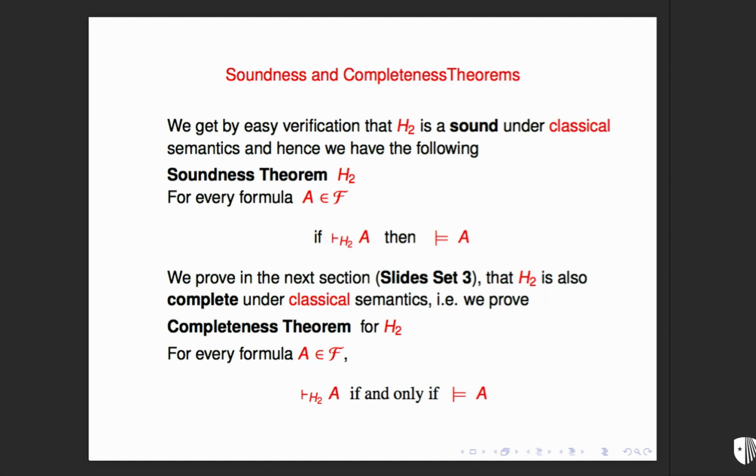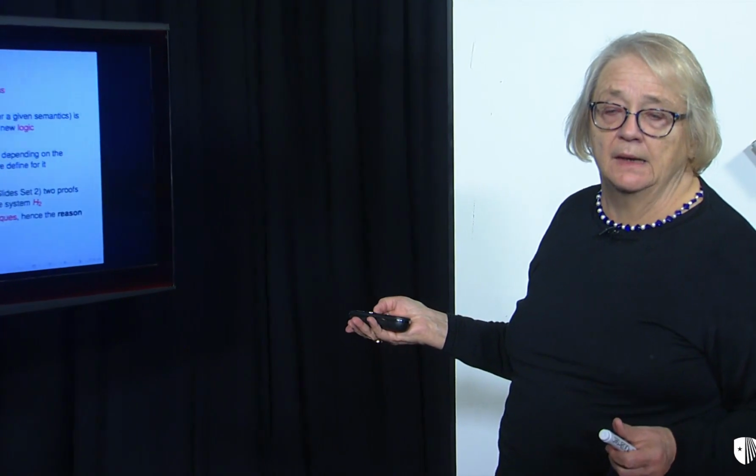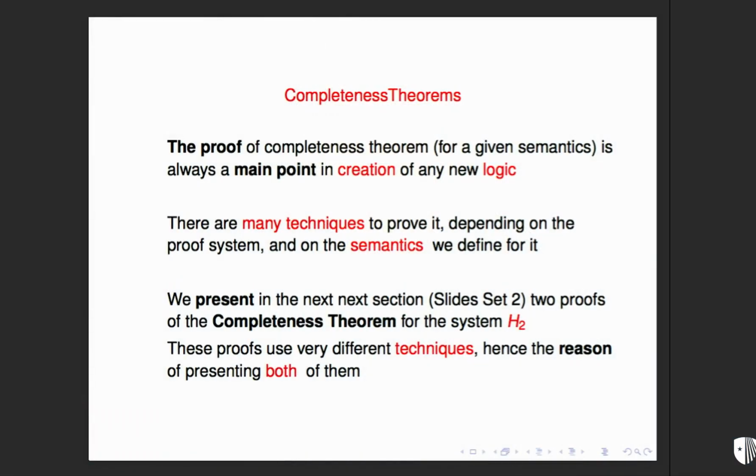Under classical semantics, this is one of our basic tautologies. So we have a soundness theorem. Our goal is to prove the completeness theorem, and we are going now to carry out the proof of the completeness theorem. But before, I will show you some examples of proofs in H2.